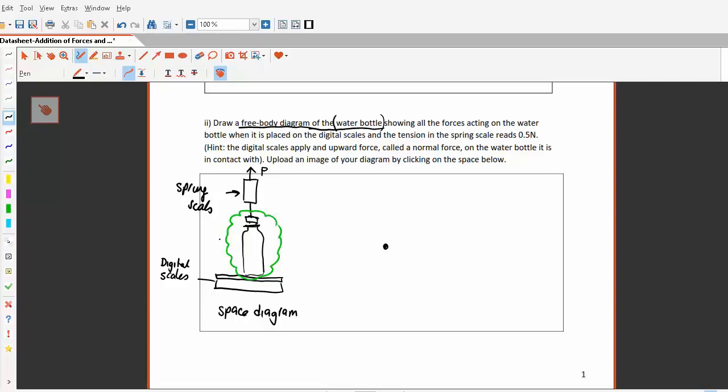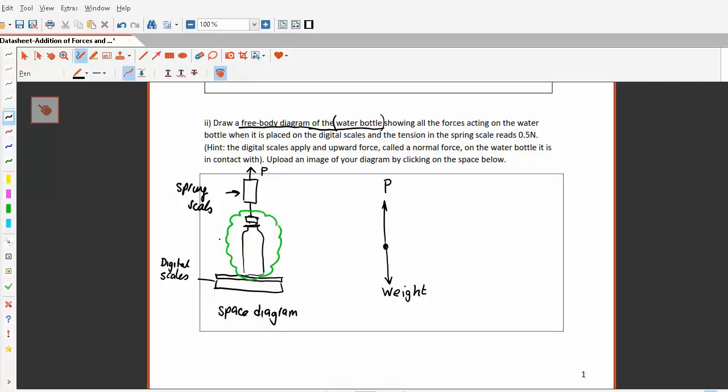Well, what does the water bottle feel? It feels its weight, which I'm going to represent as W. So it feels its weight pulling downwards. It's got a string here, and that string is providing an upwards force, size P, and the size of P is given by the reading on the spring scale. There's also another force. There is an upwards force from the digital scales.